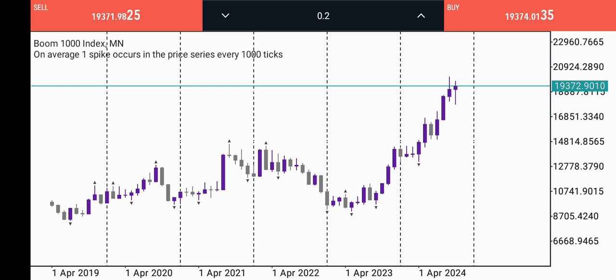So I always start from the monthly because I trade BOOM 1000, and it has a monthly chart. Some other derivatives don't have monthly charts, and it makes it very difficult. Some have one candle, some have two candles. It makes it difficult for you to know the direction of the market.